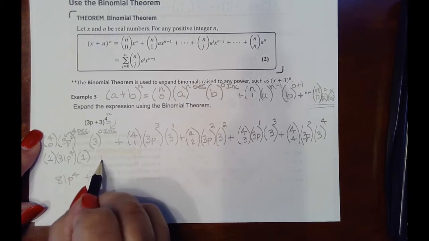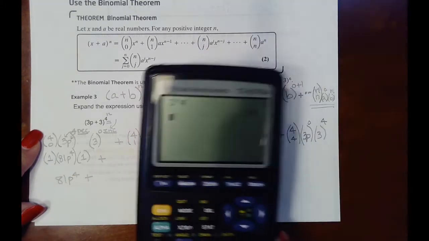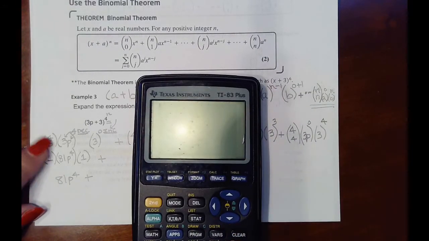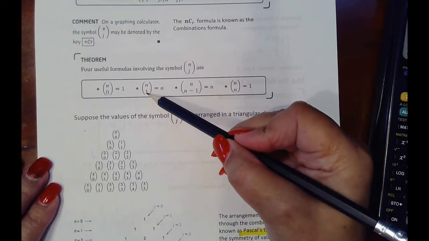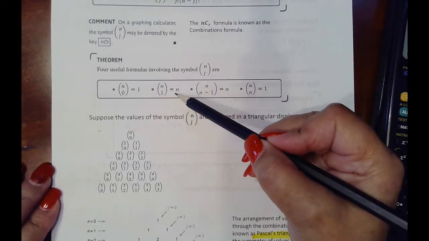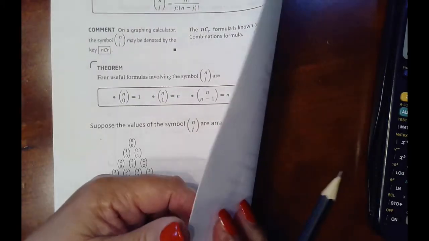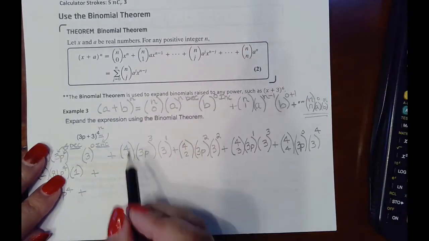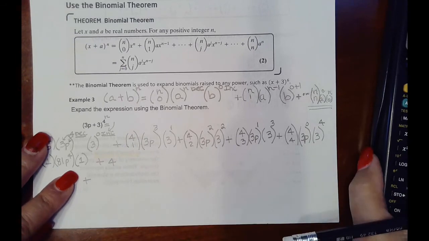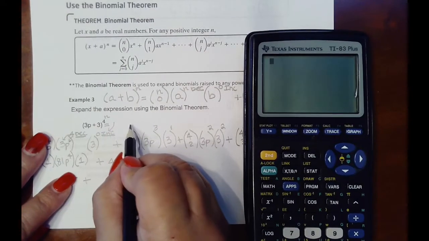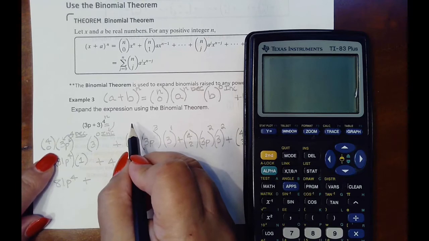Okay, moving on to the next term. 4 over 1, you could do the combinations formula if you want to, or you can also try to memorize these theorems. If you have a value on top and a 1 on the bottom, it's going to be equal to 4. But you could also get that from your calculator. Okay, we had a 4 on the top and a 1 on the bottom, so that is going to be a 4.